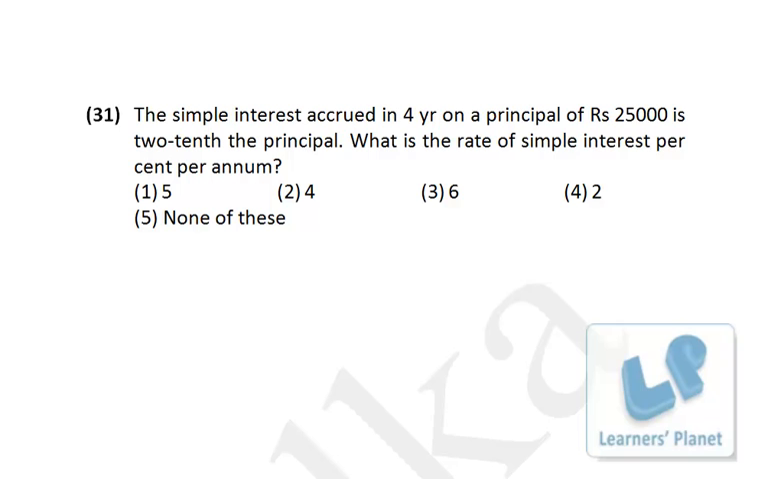This is a very simple question. The simple interest accrued in 4 years on a principal of rupees 20,000 is 2/10. 2/10 is nothing but 20%. 2 by 10, that is 20% of the principal. What is the rate of simple interest percent per annum? For 4 years, the simple interest is 20% of the principal. So per annum, it will be nothing but 5%. As I've told you several times, simple interest remains the same every year. Okay, so that's pretty simple. The answer will be 5%. I hope you are clear.